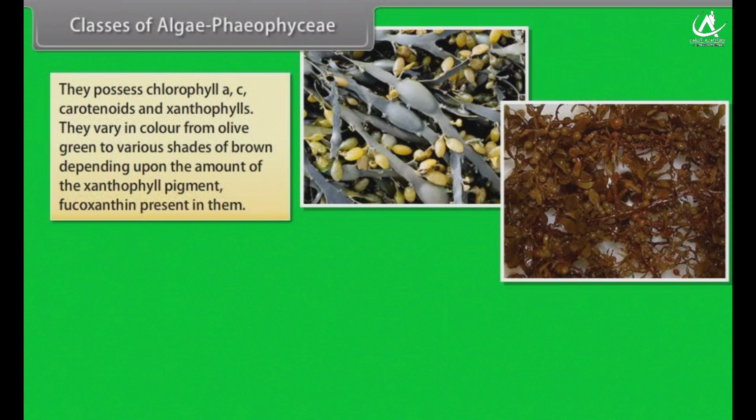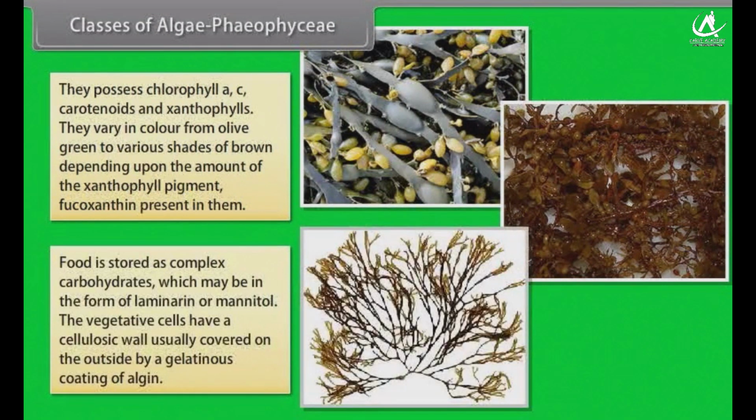They vary in color from olive green to various shades of brown depending upon the amount of the xanthophyll pigment, fucoxanthin, present in them. Food is stored as complex carbohydrates, which may be in the form of laminarin or mannitol. The vegetative cells have a cellulosic wall usually covered on the outside by a gelatinous coating of algin.